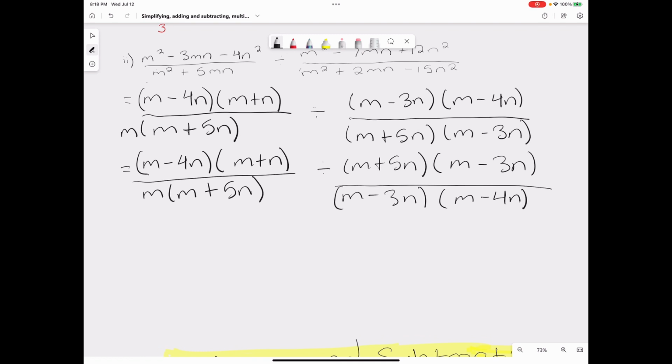So now we're going to cross out what is the same and all the common factors. So m minus 4n, m minus 4n, m minus 3n, m minus 3n, m plus 5n, m plus 5n. And then we see what we are left over with. So we're left over with m plus n, which comes from here, over m, which comes from here.